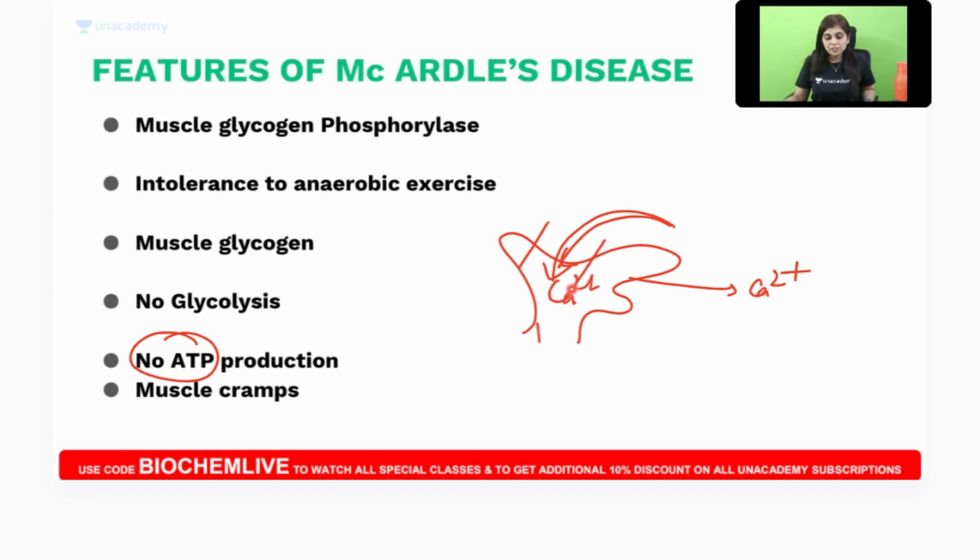How do you take back calcium? You take back calcium by calcium ATPase. And this calcium ATPase needs ATP. So when there is ATP depletion, which pump fails? Calcium ATPase fails. So the sarcoplasmic reticulum will not be able to take back calcium. So calcium stays back in the sarcoplasm. That causes sustained contraction. And this sustained contraction is the reason for muscle cramp. Is that clear to all of you?